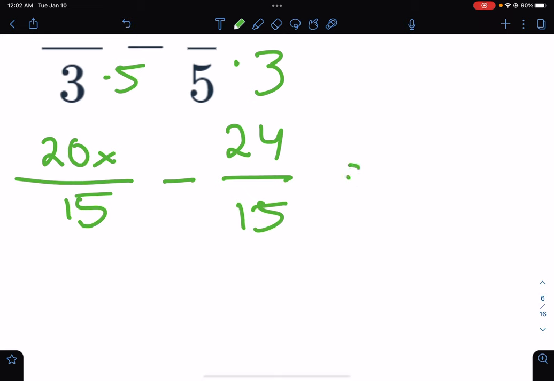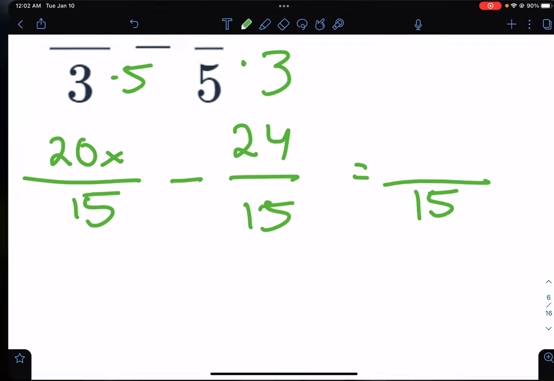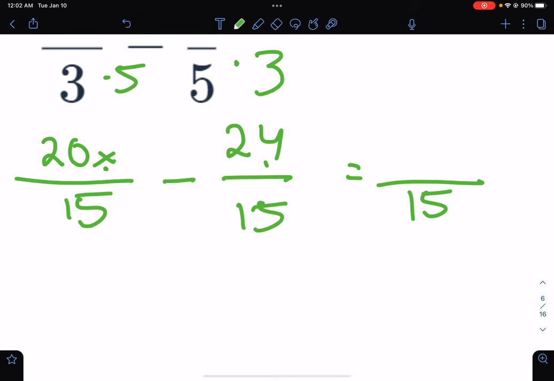So, of course, I know my denominator is going to be 15. And then I have to do subtraction on the top. However, I can't combine these, right? This guy's got an x. This guy's just a 24. So I'm going to end up with 20x minus 24.